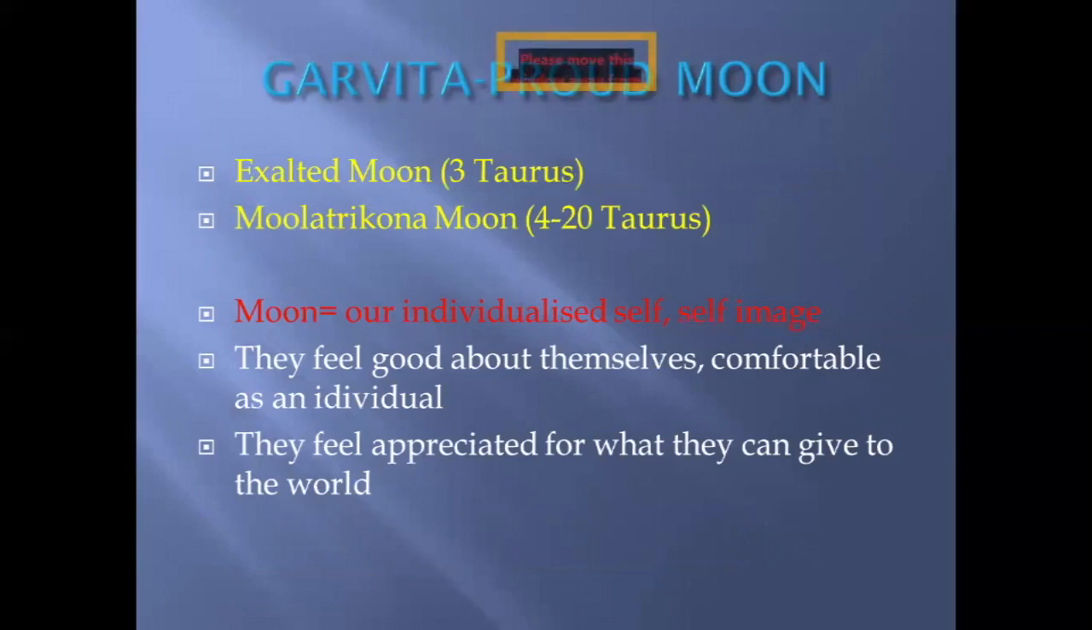Now, Garvita or proud moon, and this happens when the moon is exalted at 3 degrees of Taurus, or when it's in its Mula Trikona sign, 4 to 20 degrees of Taurus. Remember, the moon is our individualized self, our manas, our self-image, our ability to receive, our ability to adapt.